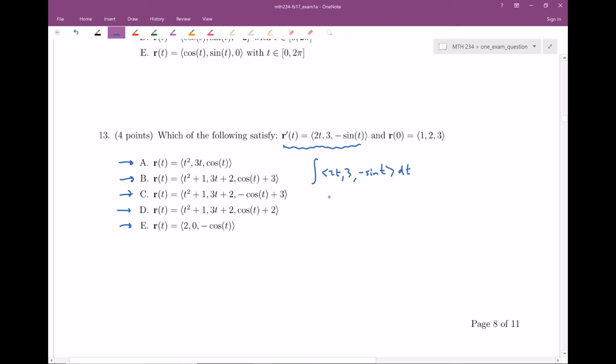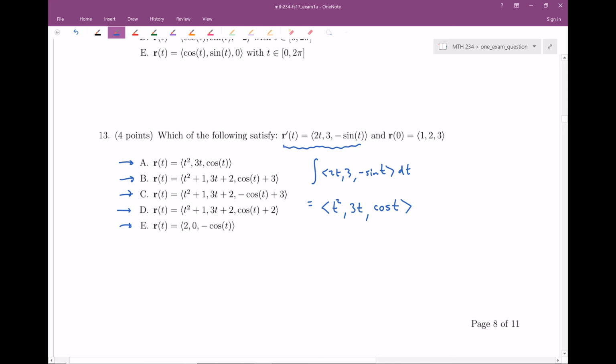And so when I integrate this, again, this was something that came up in 13.2, you just integrate each component. When I integrate 2t, I get t squared. When I integrate 3, I get 3t. And when I integrate negative sine, I get positive cosine, because again, the derivative of cosine would be negative sine.